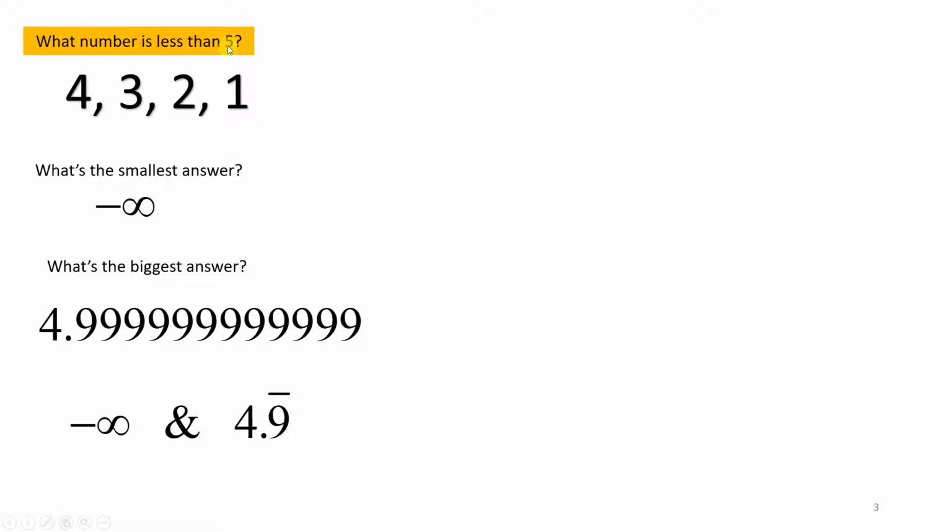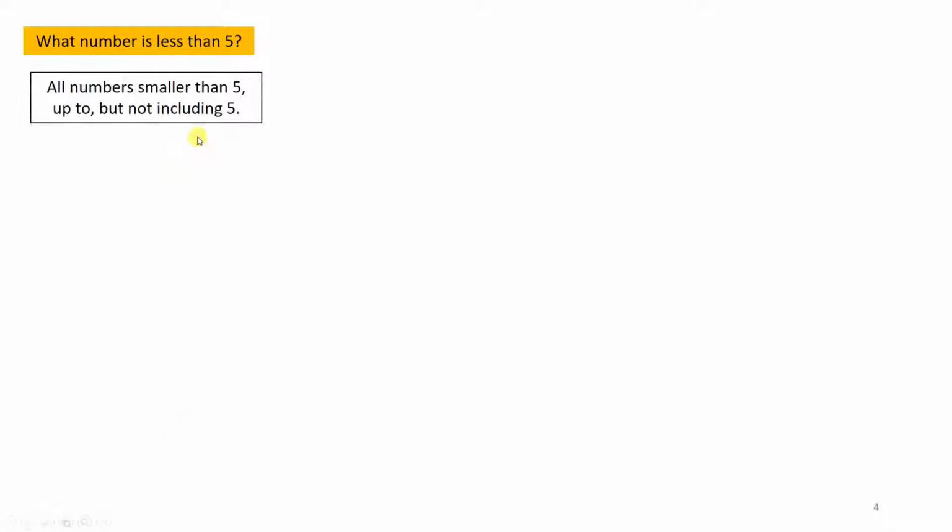So what number is less than 5? Well, anything less than 5, all the way up to, but not including, the number 5. And that's kind of a key idea, right? So all numbers smaller than 5, up to, but not including 5. That would be the answer. So what we're going to see how to do here is learn how to read the math when this is written mathematically, and we're going to learn how to graph this answer. That's what we're going to learn how to do, all right?